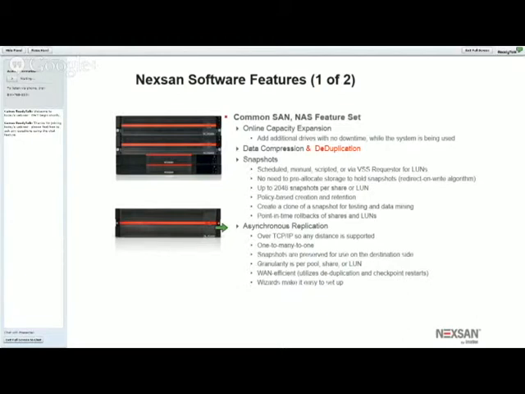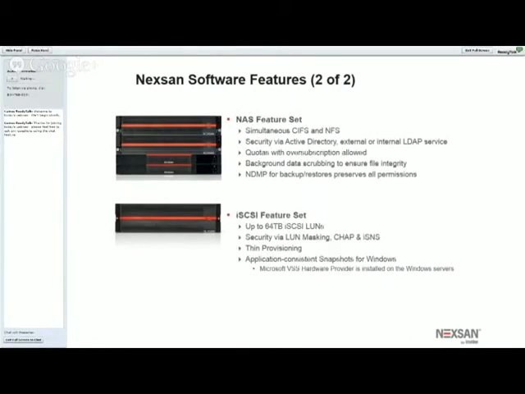The only other thing I'll mention here on the snapshots is it says up to 2,048 snapshots per share or LUN. You can actually do more than that, but we needed to put a number on the slide. We have tested it beyond 2,048. I don't have any customers yet that need 2,048 snaps of a single share or LUN, but again, I had to have a number, but it can go beyond that if needed.